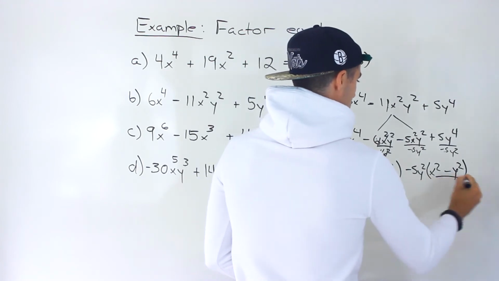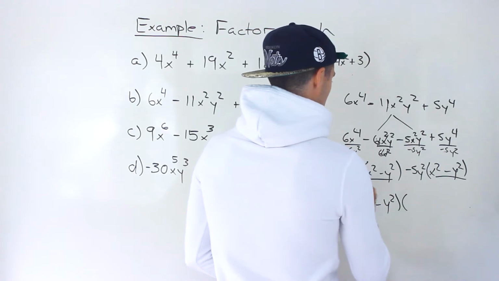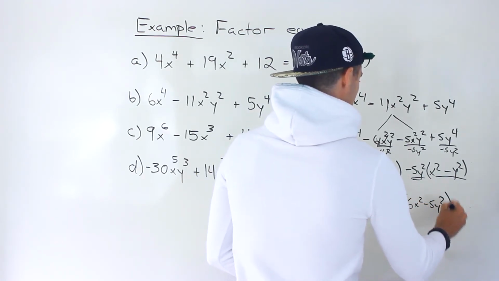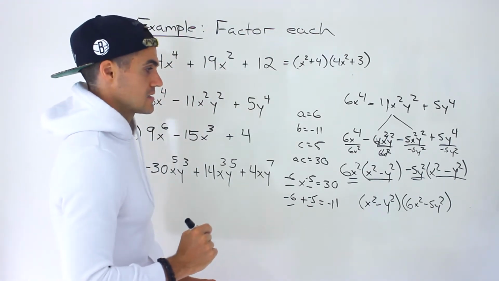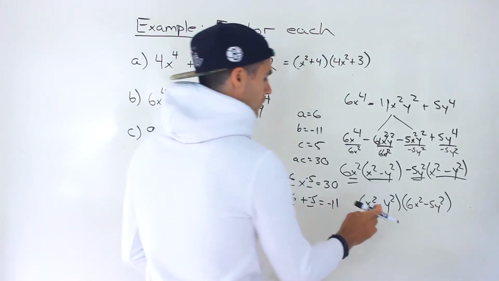And then we could take out an x squared minus y squared, and we're left with a 6x squared minus 5y squared, like that. Right, so that right there ends up being the final answer. Now you can actually factor this further, but we haven't covered it yet.